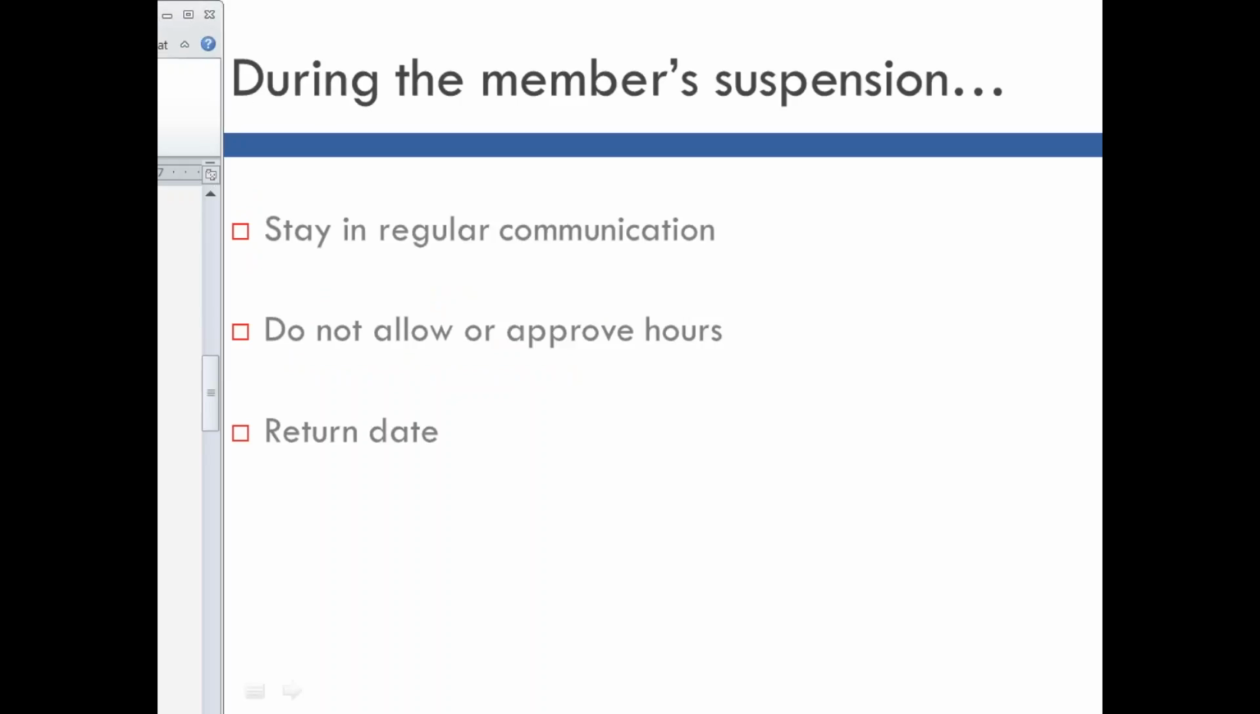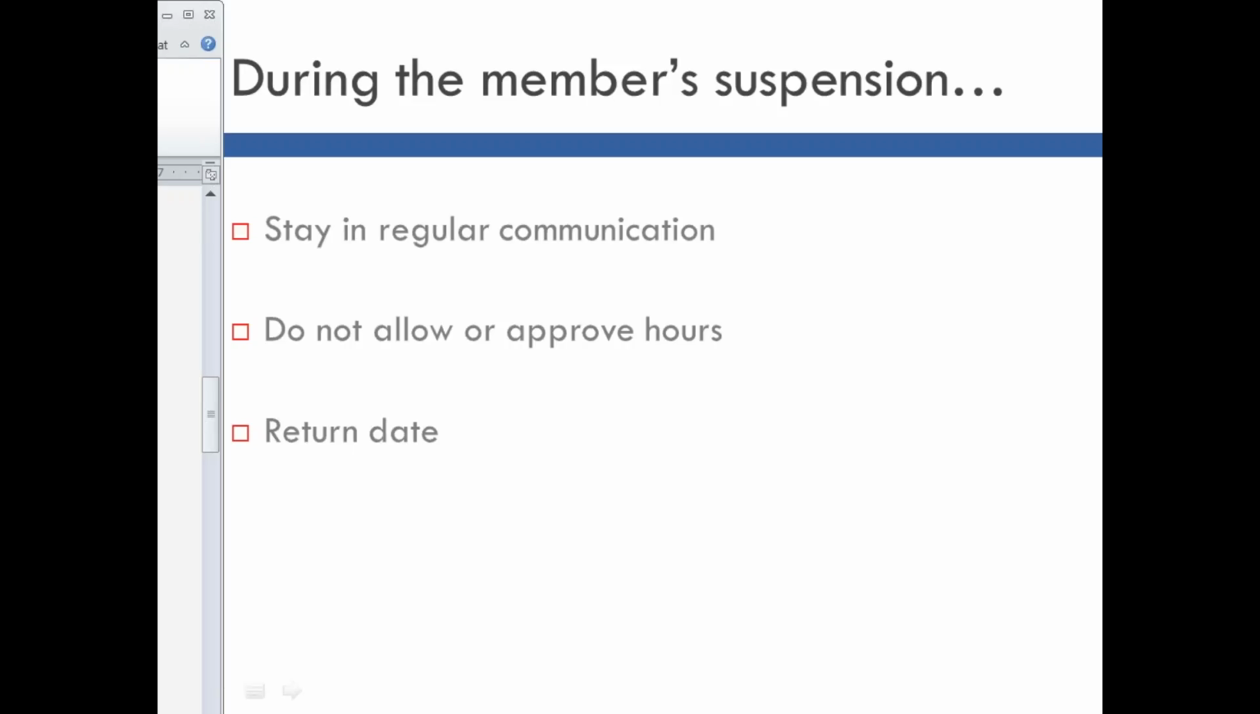So some things to consider while members are on suspension. You'll want to be staying in regular communication with your members. This is probably not new to you, but I think it's more of a best practice, something the corporation recommends as well, especially if we're talking about a case of indefinite suspension, you don't want members to just forget about their service commitments. Of course, you do not want to be allowing or approving any hours while a member is on suspension.